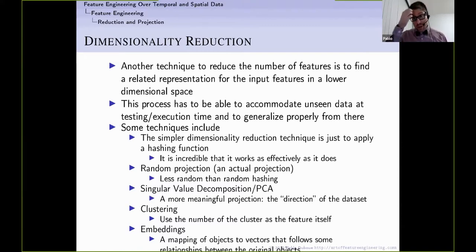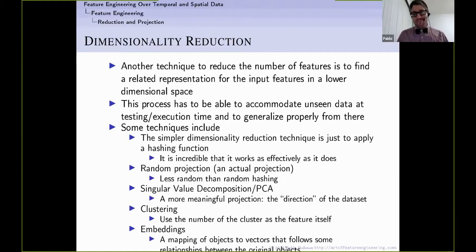reduction. In dimensionality reduction, we take the feature vector and we compress it to a smaller dimension using different techniques. Something that I like to try many times because it's very fast to approach is to use the hashing technique. Yes, so you basically map each feature vector to a smaller space just using a one-way function. And it's quite incredible that it works at all.